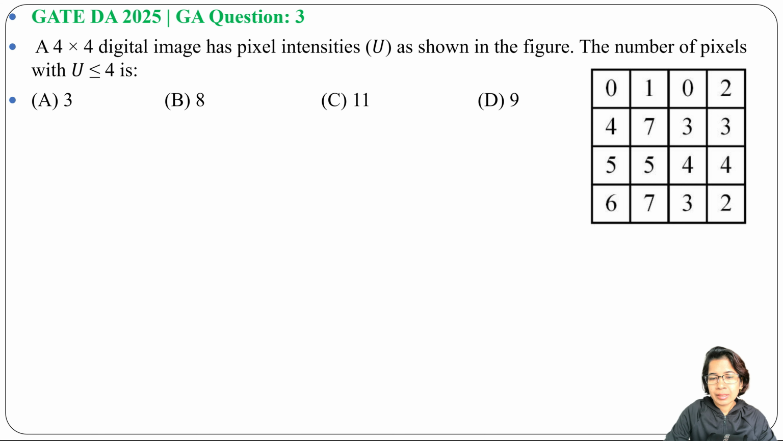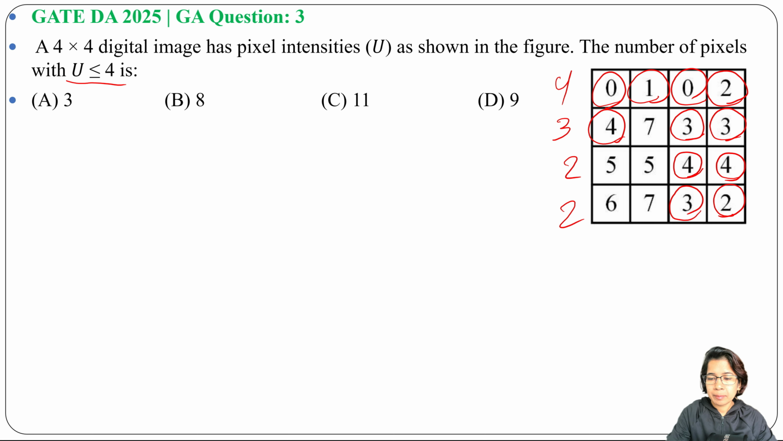This is easy, just count how many pixels are less than or equal to 4. So 0, 1, 0, 2, 4, because it's written less than or equal to, 4 is equal to 4. 7 is greater than 4, so no. 3 is less than 4, 3 is less than 4, here 3. Then 5 and 5 both are greater than 4, so no. 4, 4, here 2. Then 6, 7 both are greater than 4, 3, 2 can be.